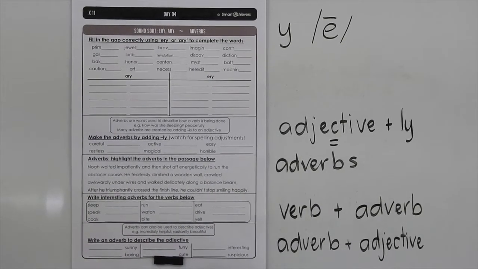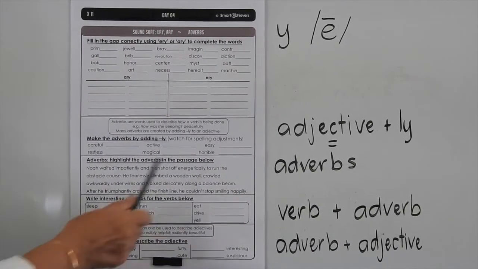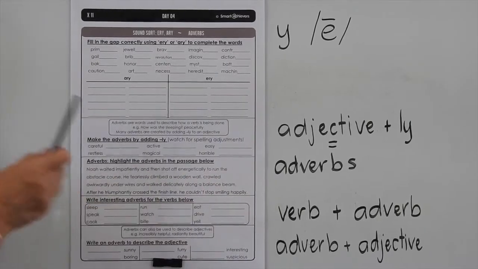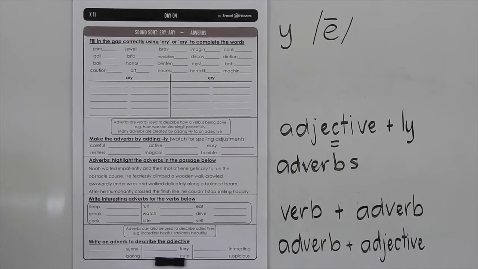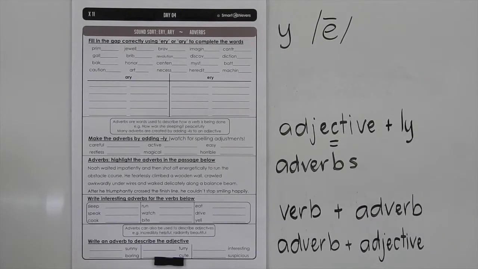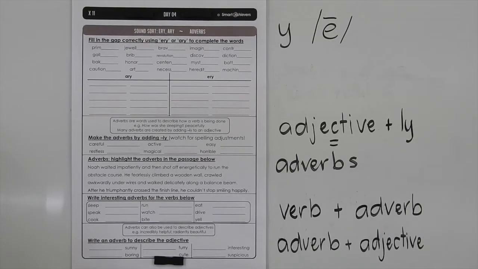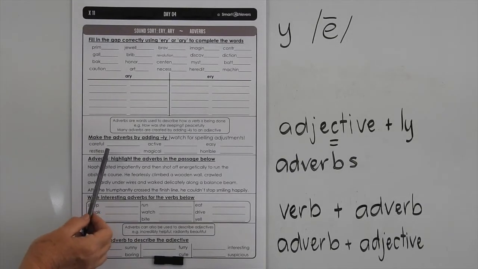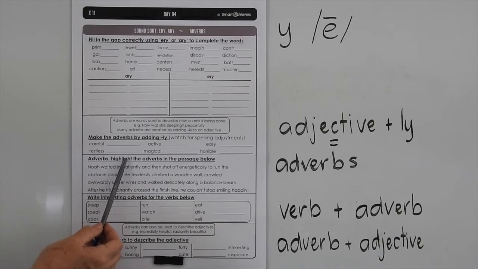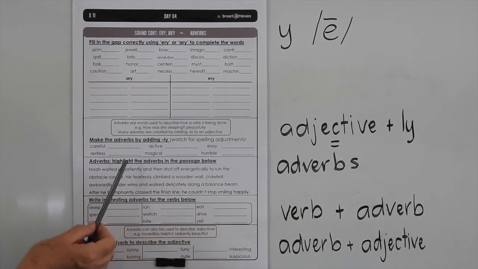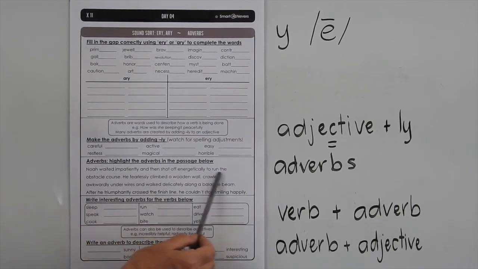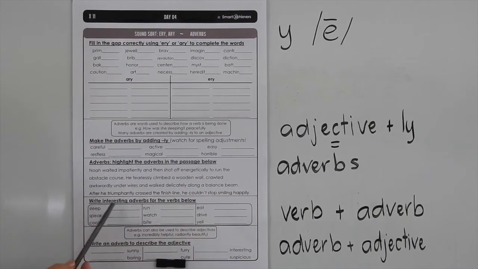Now the spelling adjustments that you need to really be aware of is this last bit over here. So you know quite frequently if you have a Y at the end of a word, if there is a consonant before it, you must change the Y to an I. Now, so down here, adverbs. Highlight the adverbs in the passage below. You've been given some good hints, so just read through that and highlight them.